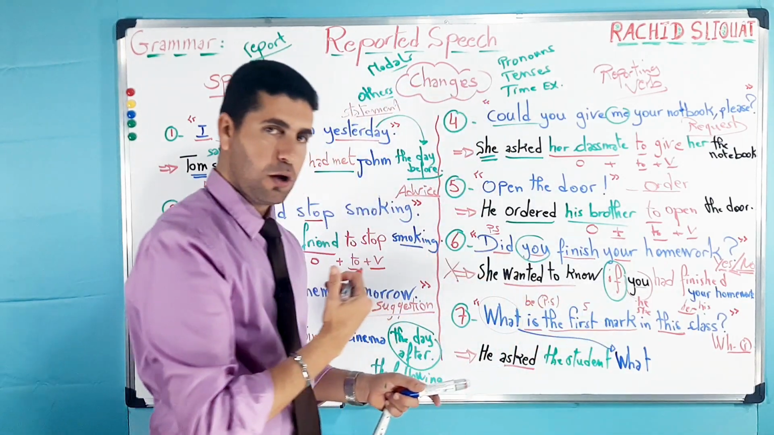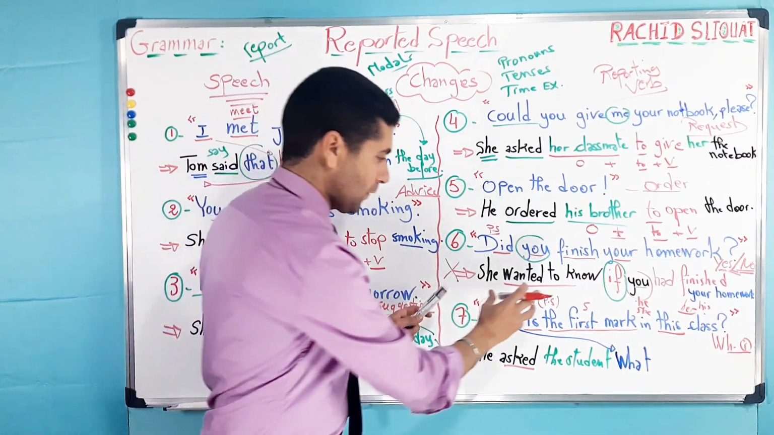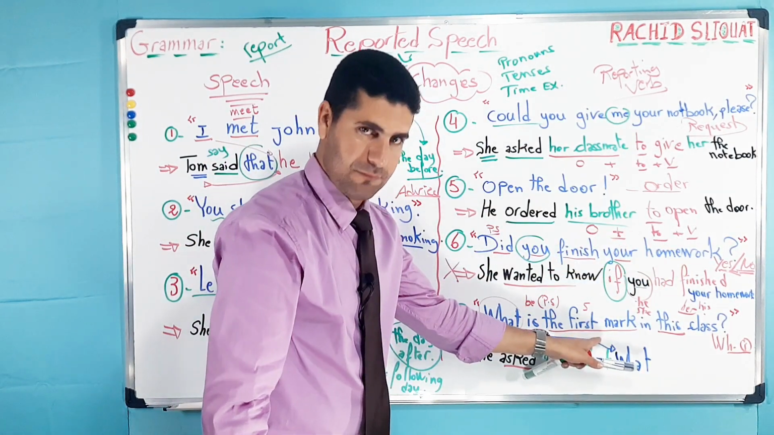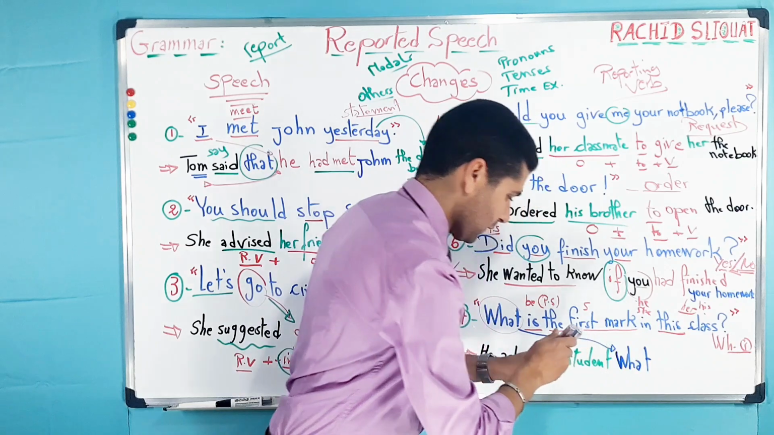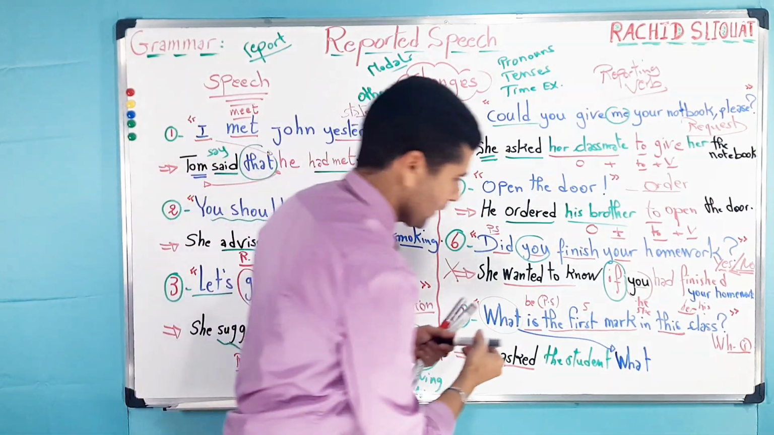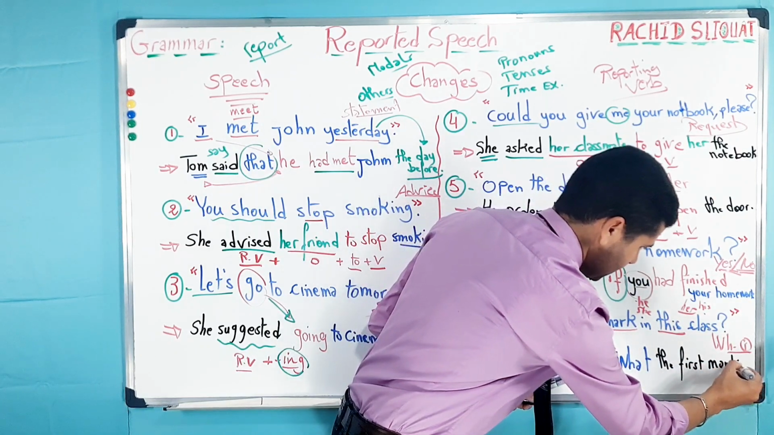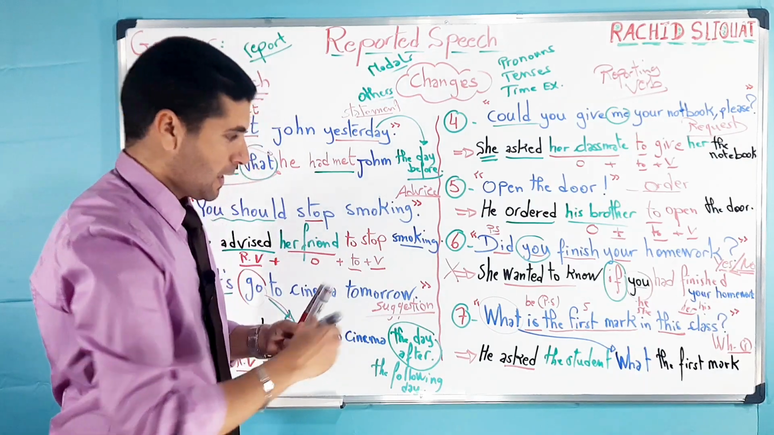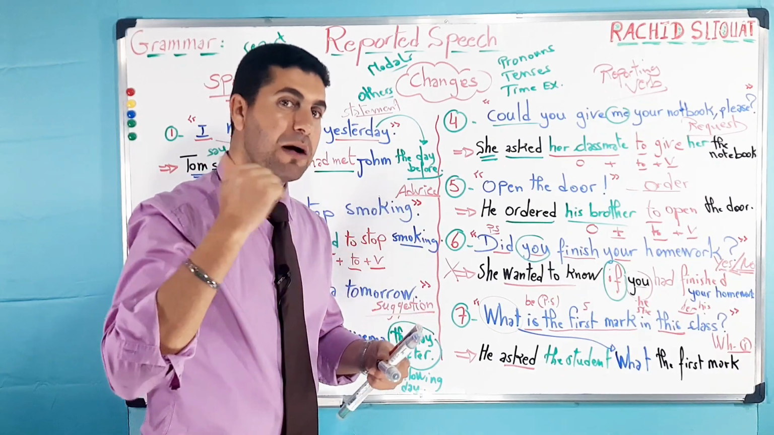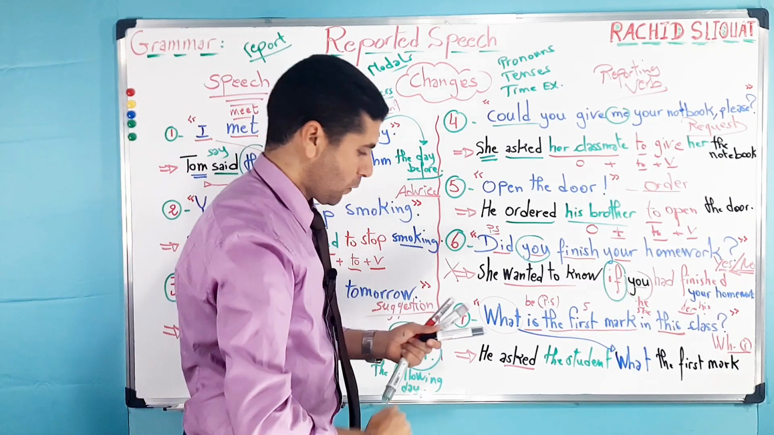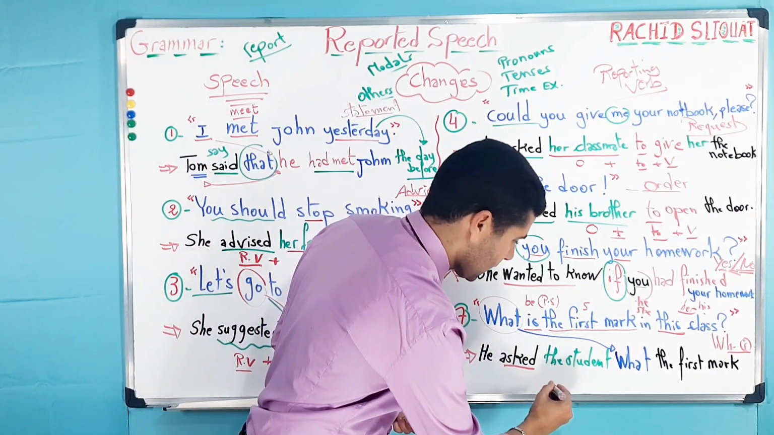This is the subject before. Why? Because it is a question form. In a reporting, we don't keep the question form. So the verb after the subject. So what can we say? He asked what the first mark. This is the subject. The first mark. All right. Here we have verb be in present simple. When we report it, verb be in past simple. Present simple, past simple. So what can we say? He asked the student what the first mark was.